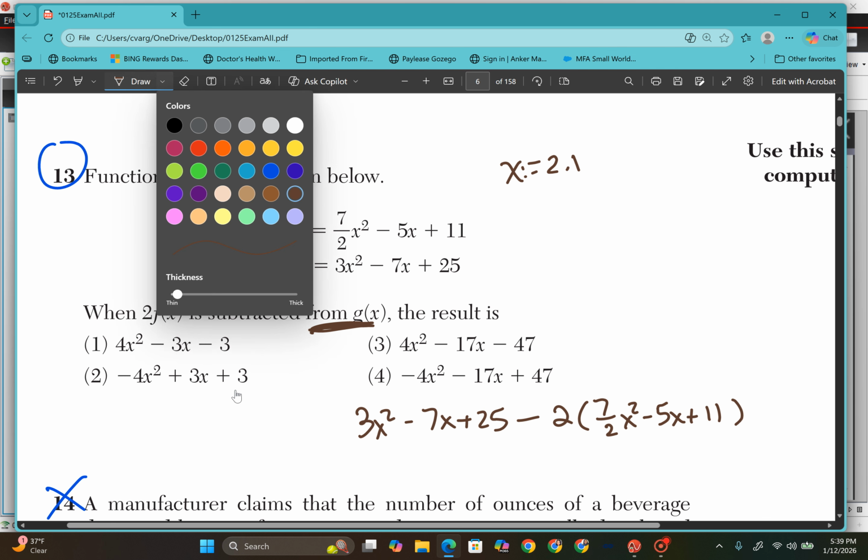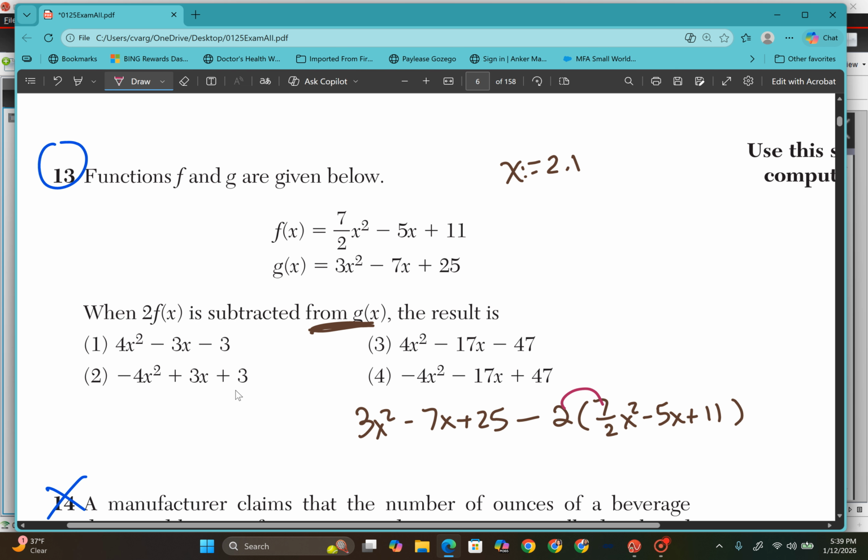When you are multiplying 2 times 7 halves, in the calculator that is just going to be 7. So this is going to be minus 7x squared. Now, this is the thing to remember. This is subtracted from, so this is a negative 2, right? So negative 2 times a positive 7 is negative 7. Okay, cool. Now, negative 2 times negative 5 is a positive 10x. And then negative 2 times 11 is negative 22, right?